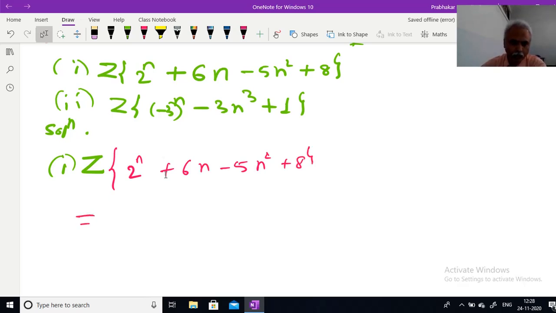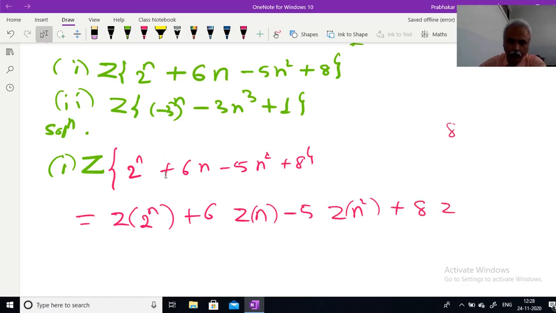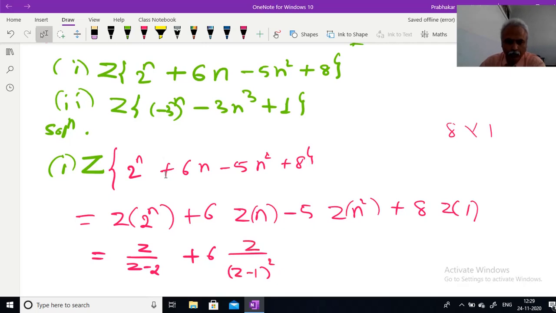Using the linearity property, we write it as the Z transform of the first function plus 6 times the Z transform of the second function minus 5 times the Z transform of the third function plus 8 times the Z transform of 1. So this is Z by Z minus 2 plus 6 times the Z transform of n. If it is raised to 1, the denominator is raised to 2: Z by Z minus 1 whole square.